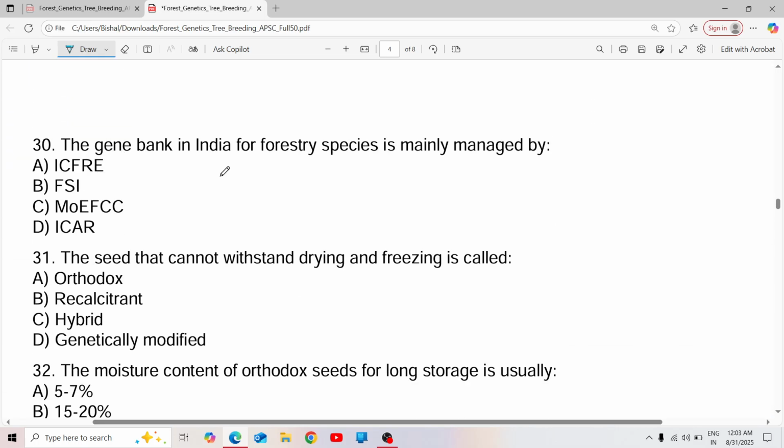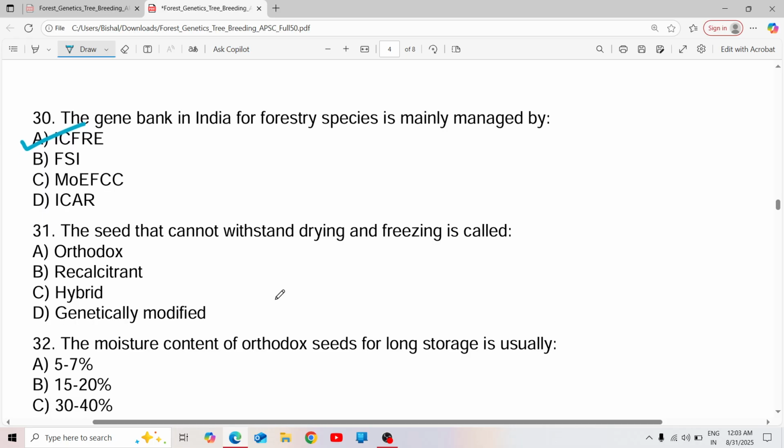The gene bank in India for forestry species is mainly managed by ICFRE. That is the correct answer. These are direct questions from NCERT, so I am not discussing much about this.